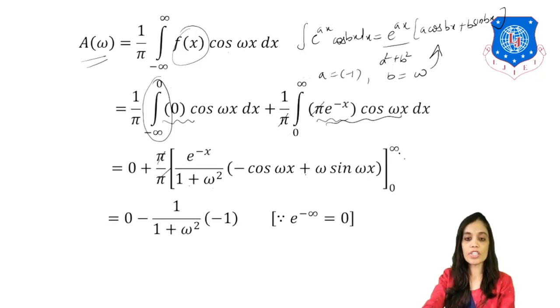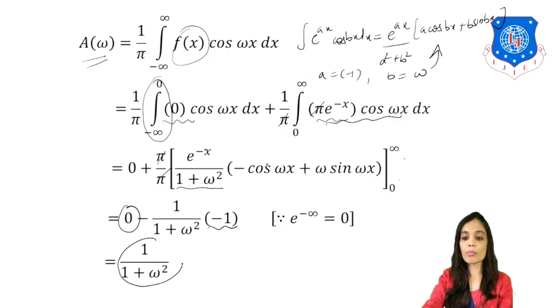Now let us put the limit. If I put e raised to minus infinity, the answer will be 0, right? And if I put 0, e raised to 0 will be 1. This will remain as it is. Cos 0 will be 1, so here minus 1 will come. And the value of sine 0 will be 0, right? So the total answer of a omega will be 1 upon 1 plus omega square.